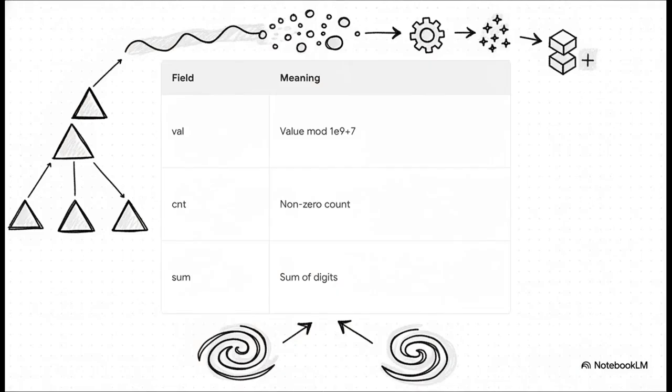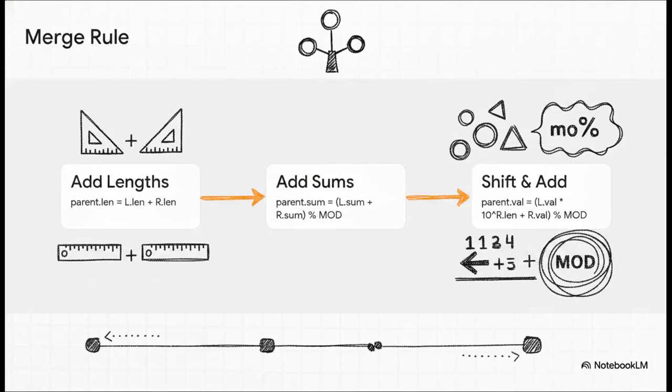Well, to make this work, our node design is absolutely crucial. We definitely do not want to store the actual astronomically huge concatenated number in our tree. We only need to track 3 minimal pieces of state to make our merge formula work. First, we have val, the concatenated number modulo 1,000,000,007. Second, CNT, the count of non-zero digits, which tells us exactly how many places to shift when we merge. And third, sum, the simple sum of the non-zero digits. And honestly, that's the whole shebang.